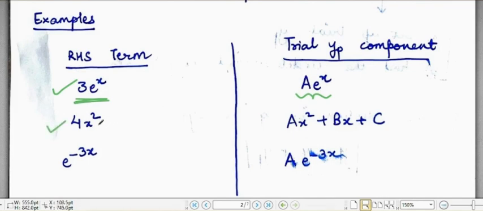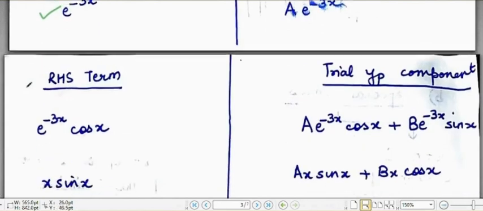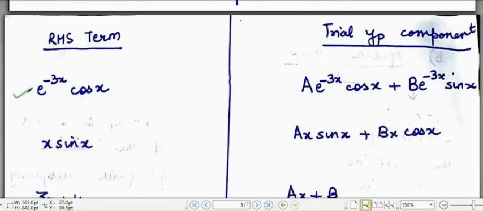If it's 4x square, it comes under the specific case of x to power m, so you'll take ax square and all the reduced powers. If it's another exponential e to power minus 3x, then you will take e to power minus 3x, but of course a constant would be attached. So this will be a specific case of point number 1. So let's move on.